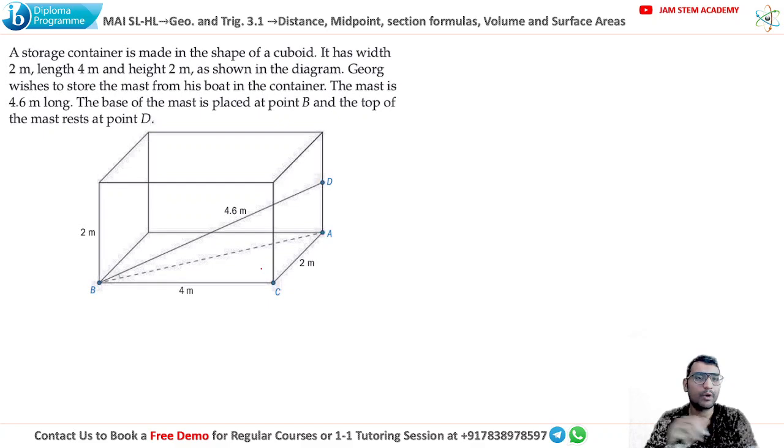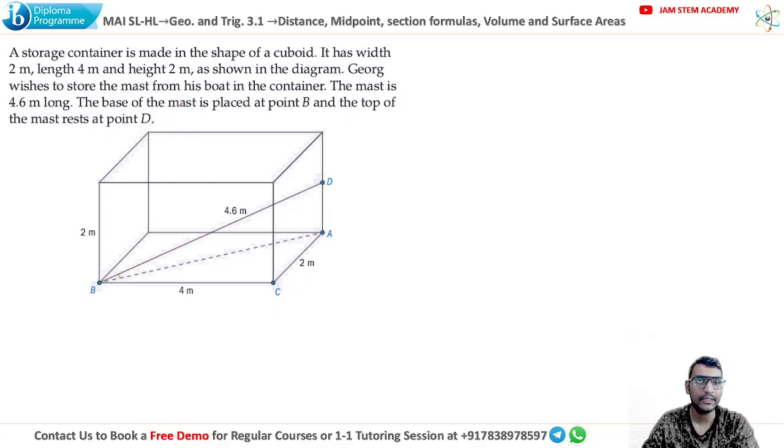Now, the next problem is a very important one. A storage container is made in the shape of a cuboid. It has a width of 2, the length 4 meters, and the height is also 2 meters. So it's a cuboid. Now George wishes to store the mast from his boat in the container. The mast is 4.6 meters long. Okay, so the length is going to be this one.